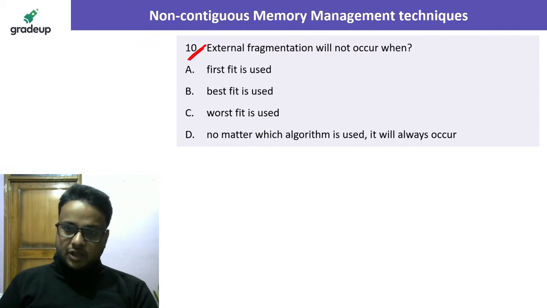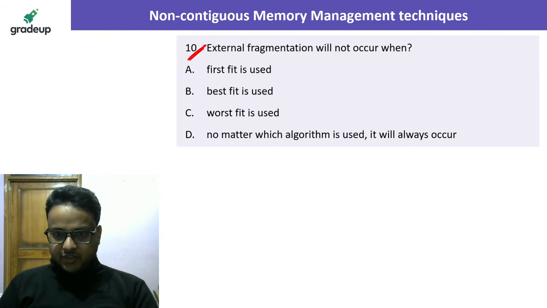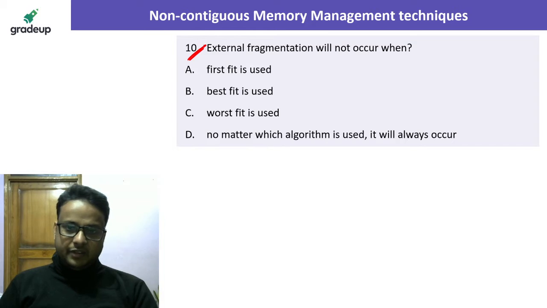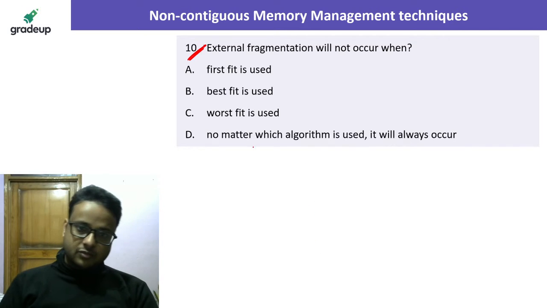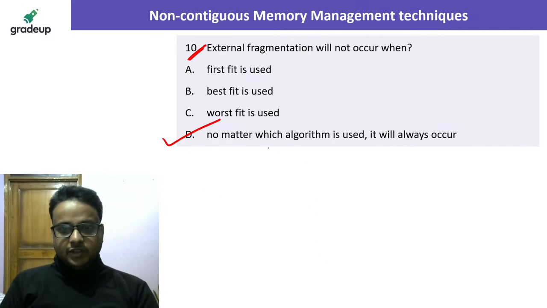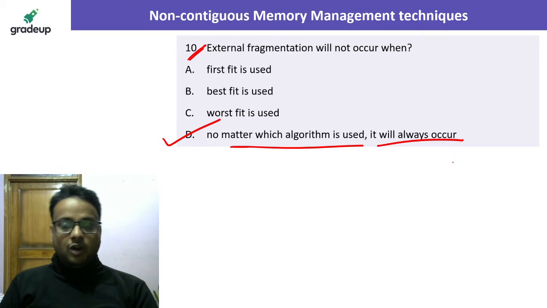External fragmentation will not occur when first fit is used, best fit is used, worst fit is used? No, no matter which algorithm is used, it will always occur. So the answer of this question number 10 will be: no matter which algorithm is used, it will always occur.